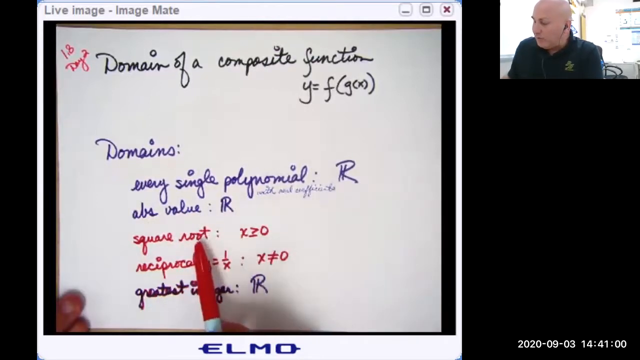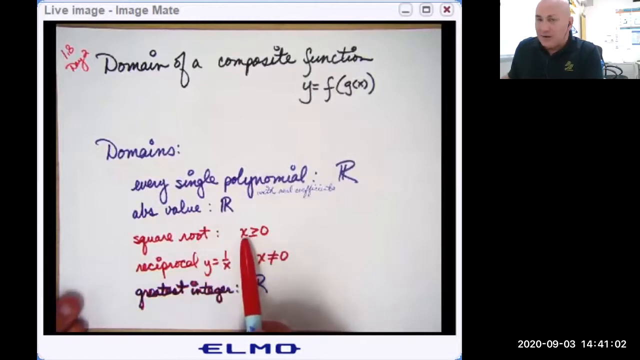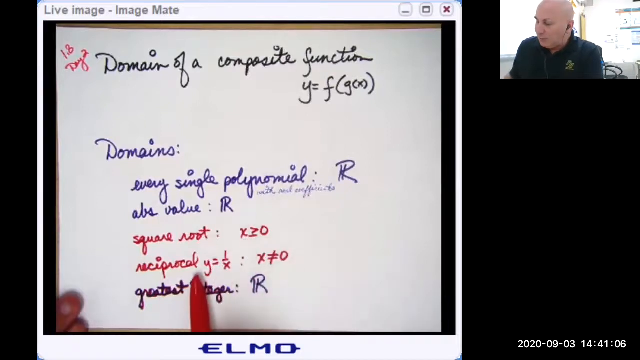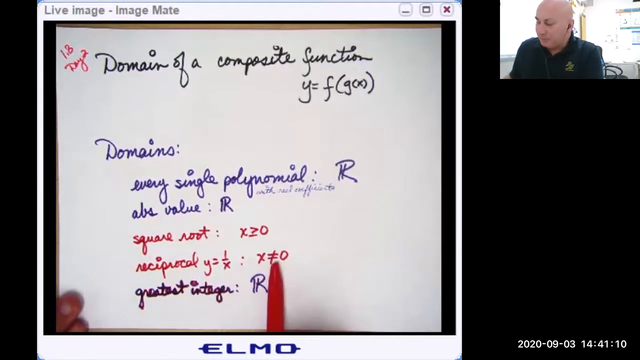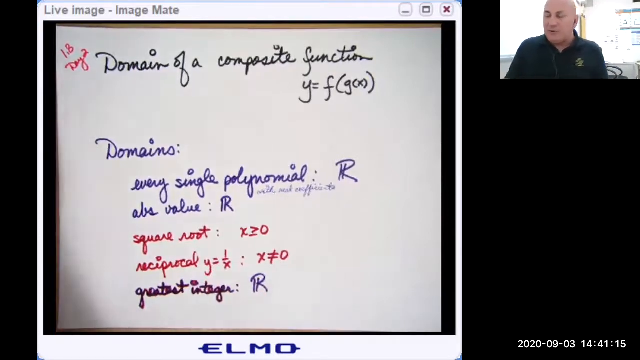The square root function, the domain is only non-negative numbers. The reciprocal function is any value of x except 0. And the greatest integer function is all real numbers.